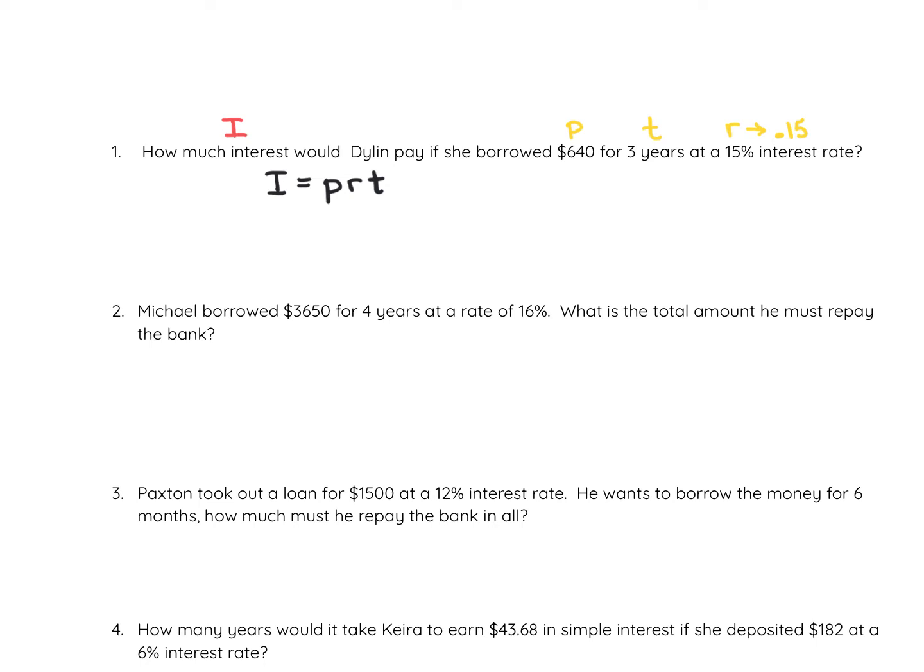Now I'm going to plug all of this into my formula. I'm going to leave I there because that's what we're looking for. My principal is $640. My rate is 0.15, and my time is 3 because it's already in years. From here, I'm going to plug this into my calculator, and that's going to give me $288. So this $288 is what she has to pay in interest. She also has to pay back the $640. So $288 is the cost of borrowing that money for 3 years.